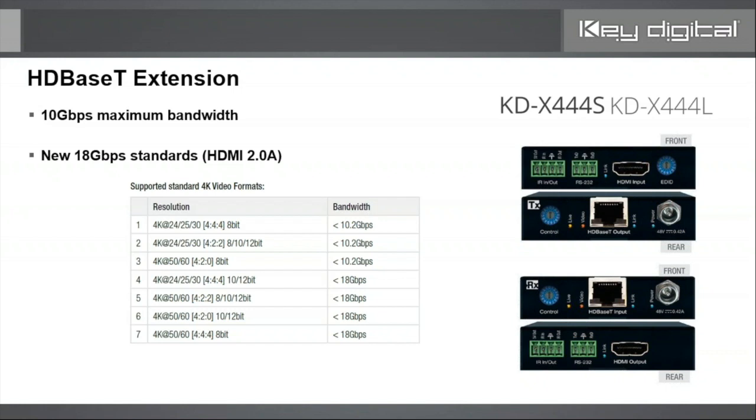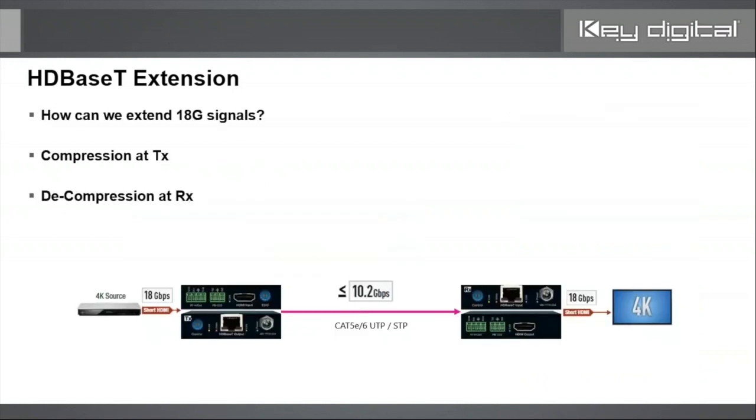But we at Key Digital had released, in response to that, our X444. So it's in the naming, extender 444 chroma subsampling, standard length and long length extenders that support signals of up to 18G. And how can we support and extend an 18 gigabit per second signal? Well, you may recall on the fixer device, we had a toggle switch for 18G to 10G compression. And that is what we are doing.